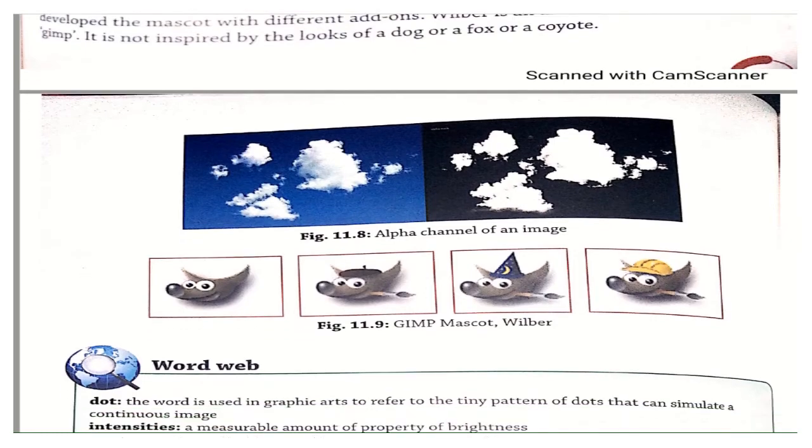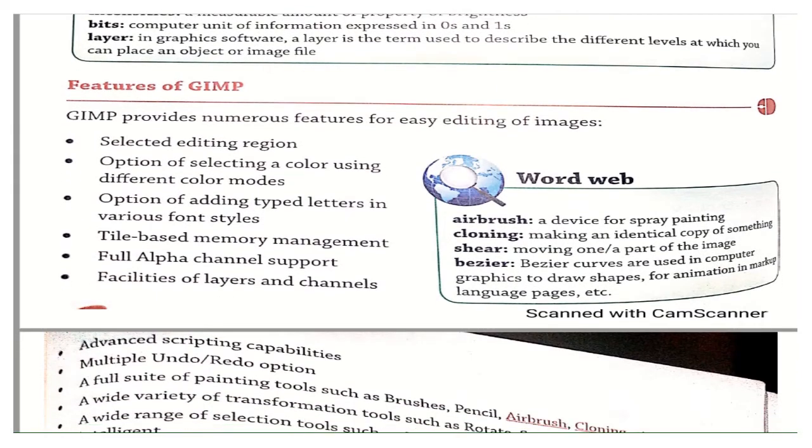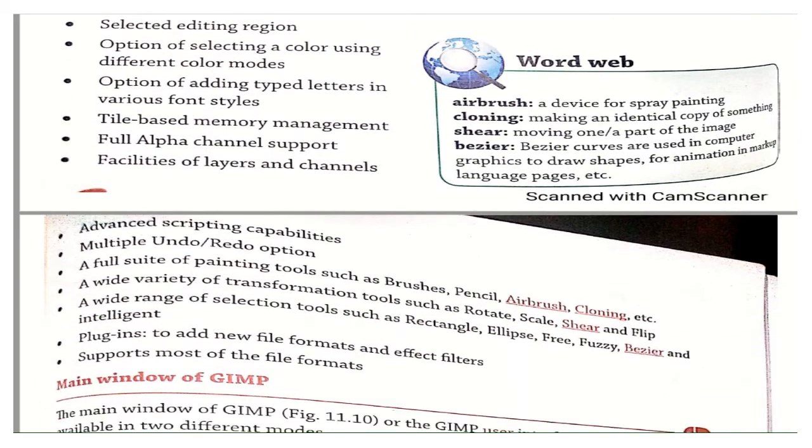Next, features of GIMP. GIMP provides numerous features for easy editing of images. What are the different features? Like selecting an editing region, opting out of selection, selecting a color using different color modes, options of adding typed letters in various font styles, tile-based memory management, full alpha channel support, facilities of layers and channels, advanced scripting capabilities, multiple undo and redo options, a full suite of painting tools such as brushes, pencil, airbrush, cloning, etc.